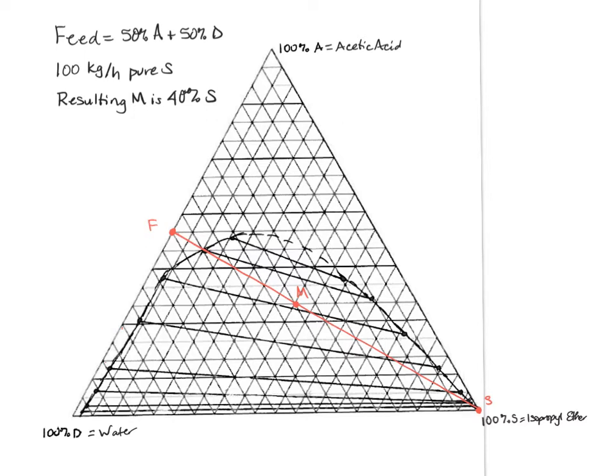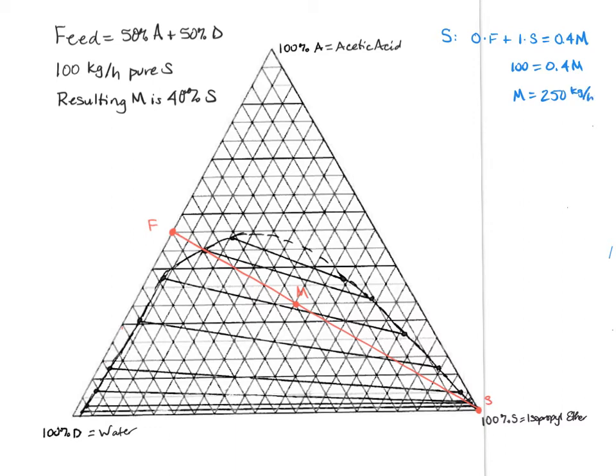So there are many different balances we could do. What it turns out is going to be easiest in this particular case is to do a balance on the solvent. And in the solvent, there's 0 solvent in the feed, and there's 100% solvent in stream S, and it's going to create a mixture that's 40% solvent. We know that S is equal to 100, so 100 equals 0.4 M. M, therefore, is 250 kilograms per hour.